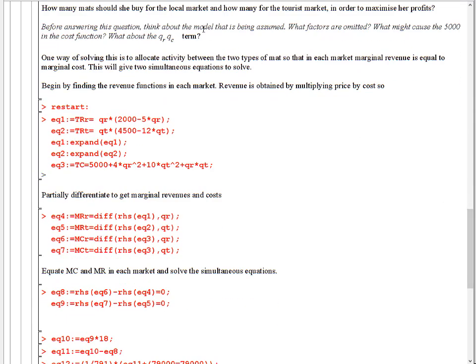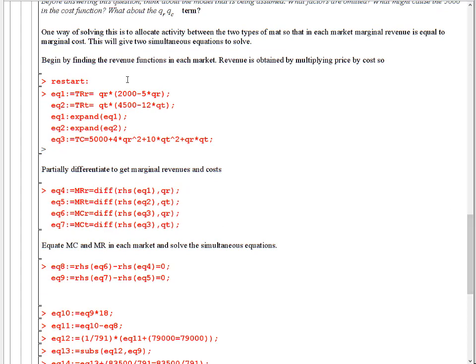So that's what that term means. Okay, let's just look at how we solve this. So what you want to do is to make each market make marginal revenue equal to marginal cost. And that gives you two simultaneous equations to solve.